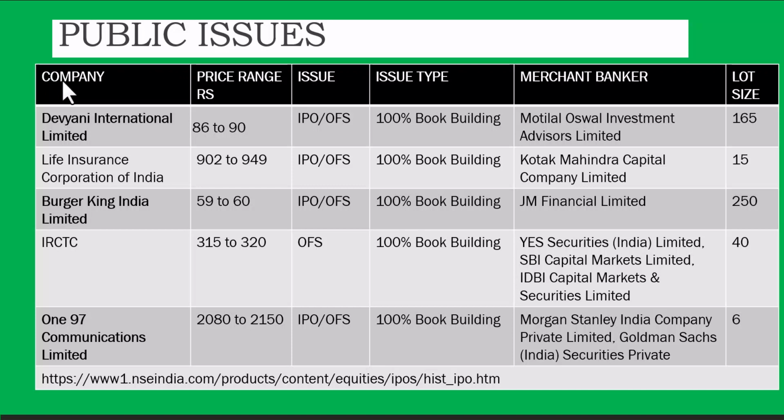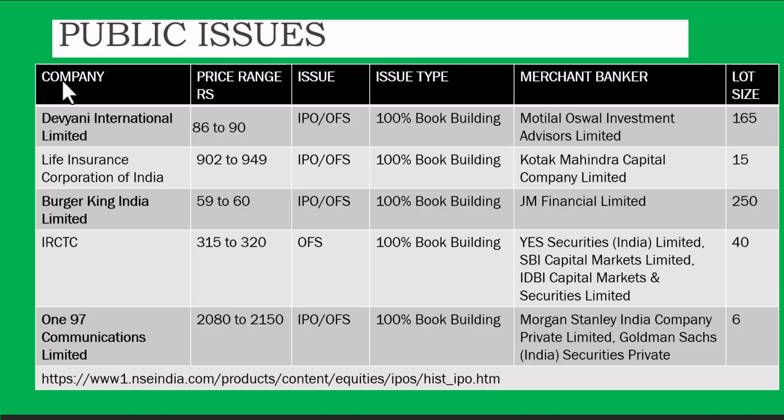What is the meaning of IPO? First of all, IPO. What is OFS? Offer for sale. That means the existing shareholders are offering their own shares for sale. If suppose I am already a very big shareholder, I can offload my shares through an IPO process, and it's called OFS.